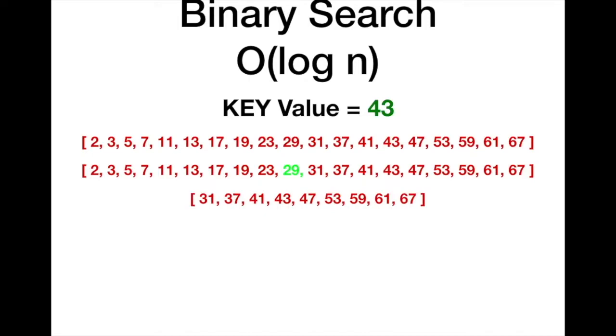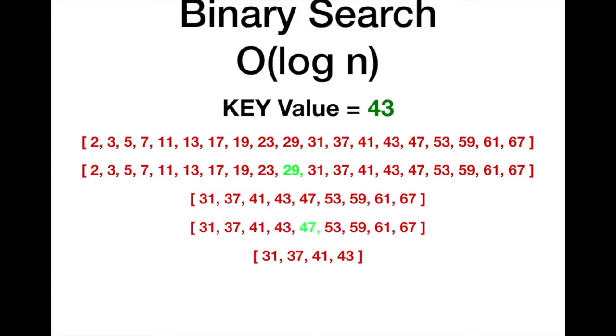process all over again. So now it's searching for the mid or median value in this array, which is 47. Checks the key value 43, which is less than 47. So we know that 53, 59, 61, and 67 is not a logical part of the search, including the median, which is 47. So we do away with that.